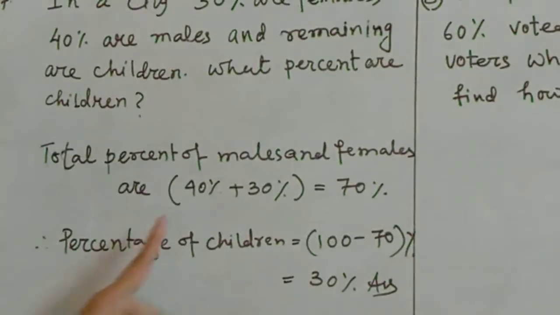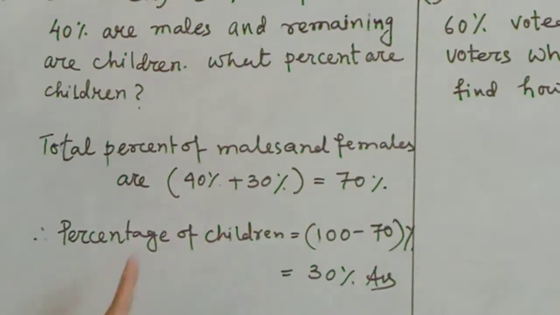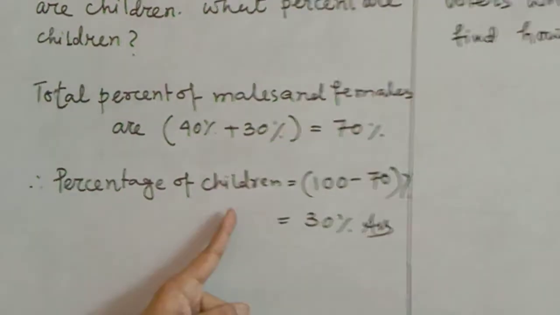Understood? 40% and 30%, total 70% in total males and females, the remaining must be children. So percentage of children is 30%.